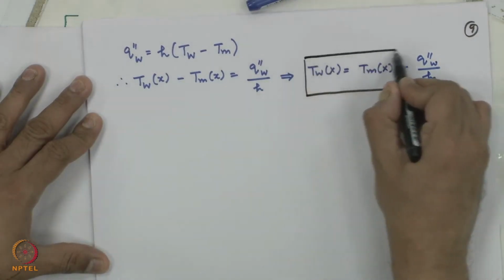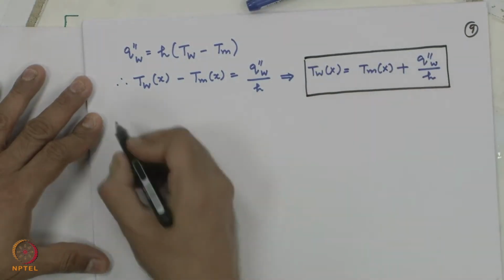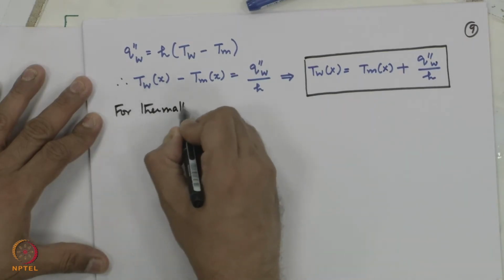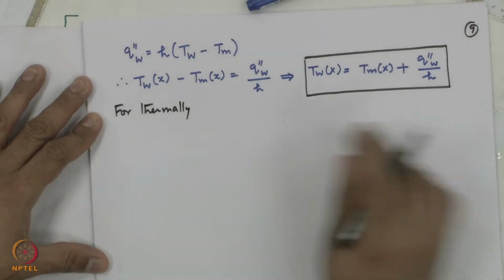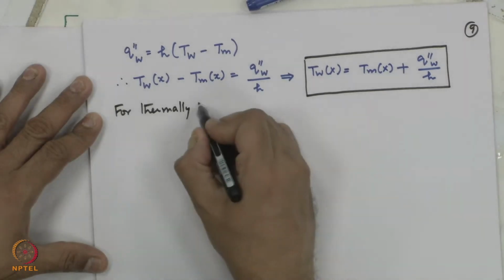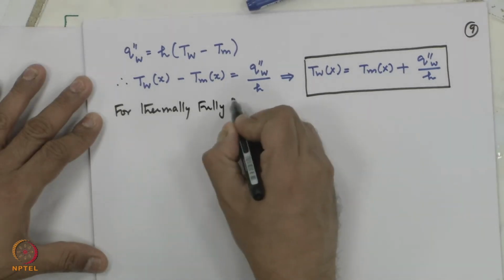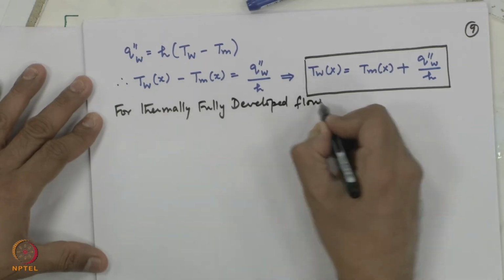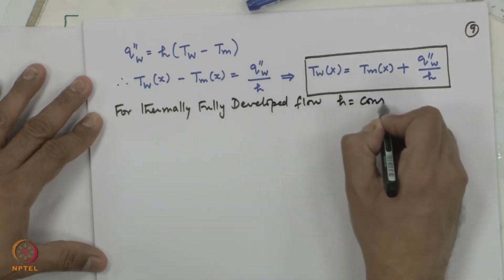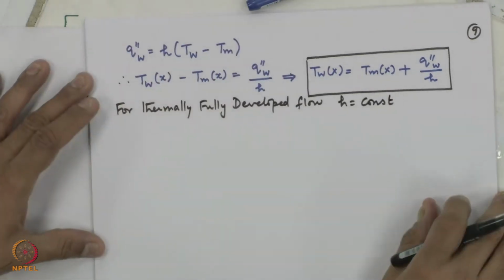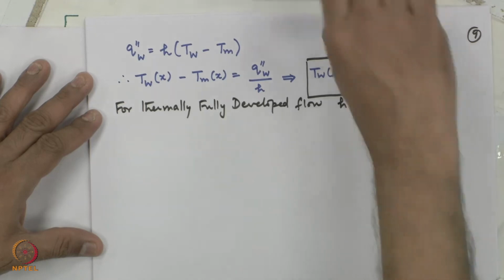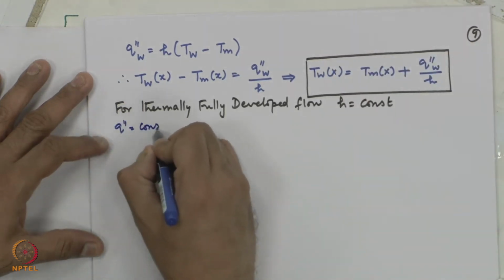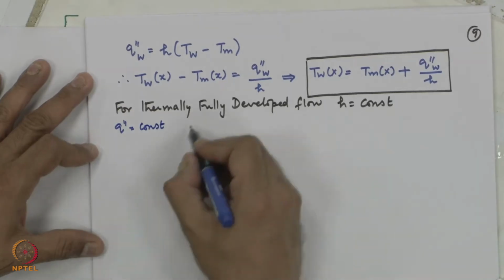Q double prime constant for thermally fully developed flow. For thermally fully developed flow, h is constant, correct? We just showed in the previous module, h is constant. Q double prime is constant because this is the constant wall heat flux condition.